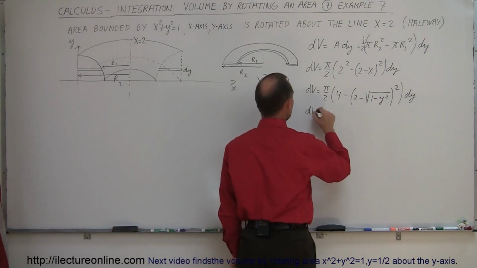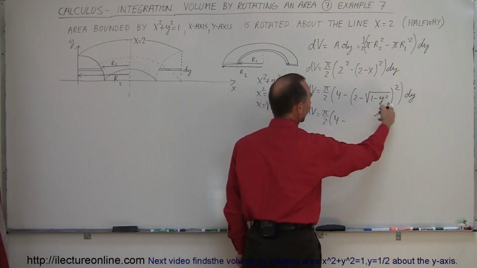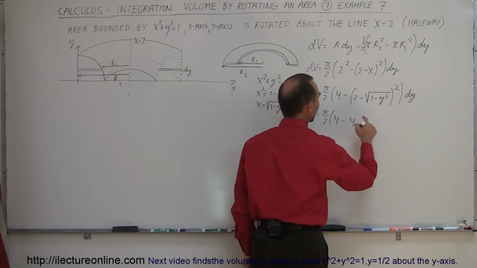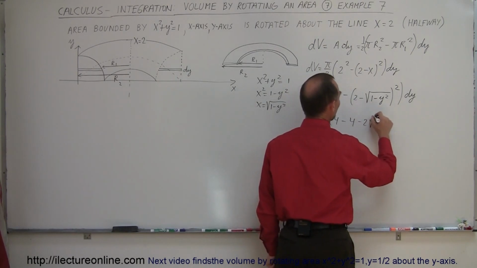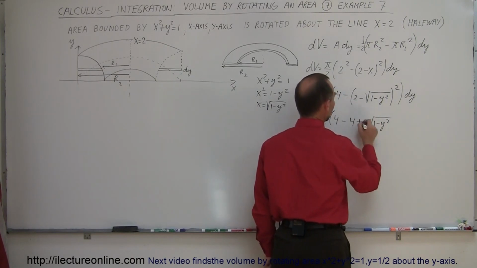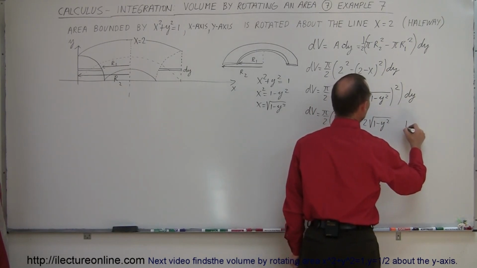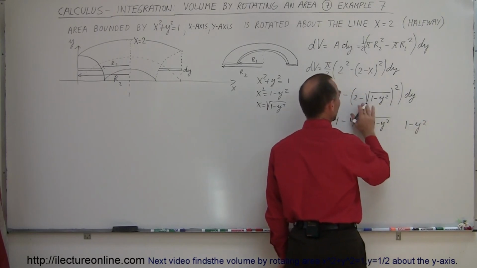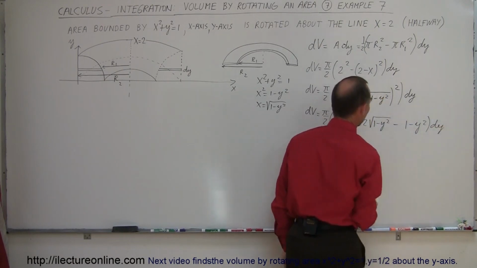So dV is equal to pi over 2 times 4 minus, we're going to square this, so 2 squared is 4, but the minus would be minus 4. And then the product of those two would be minus 2 times the square root of 1 minus y squared. Of course, with this minus, that makes that a plus. And finally, this quantity squared, that would be plus 1 minus y squared, the square root of that squared, so the square root disappears, but the plus will then be exchanged with a minus because of that, times dy.